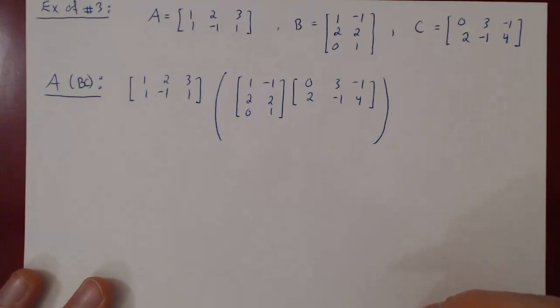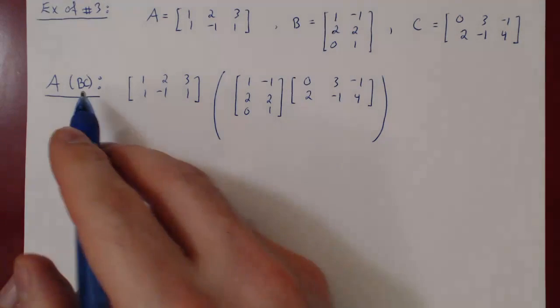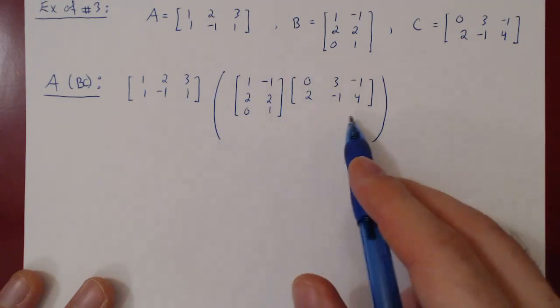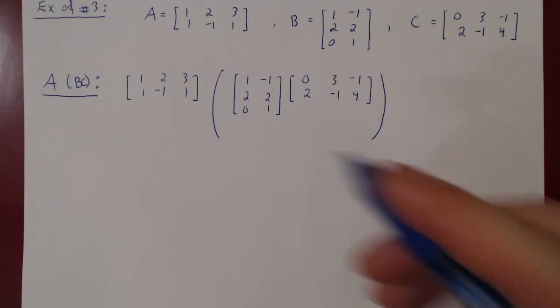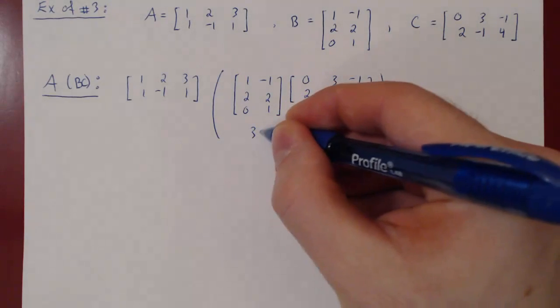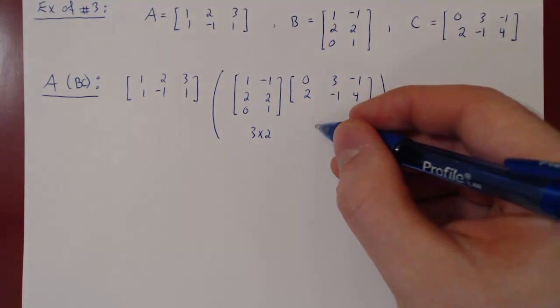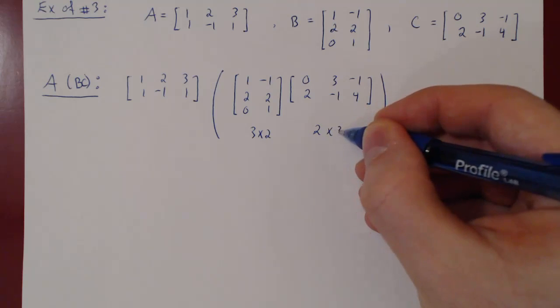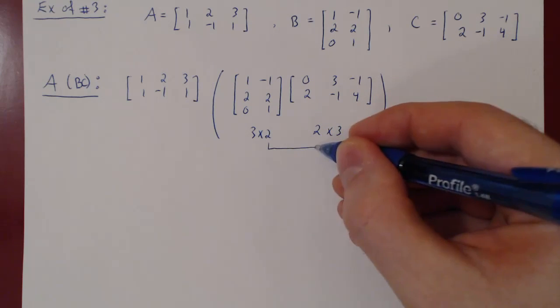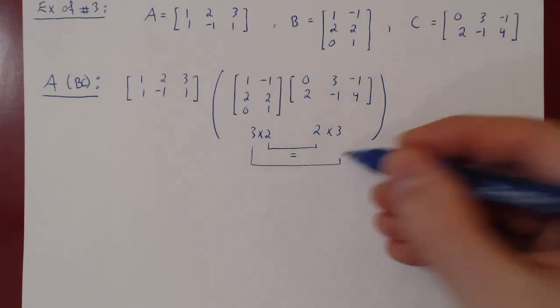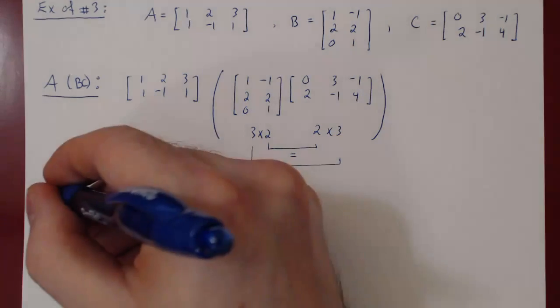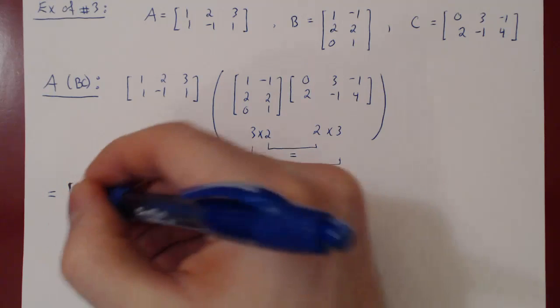So let's compute this. Two multiplications. We first perform B times C. Once we have this matrix, we'll then multiply it on the left by matrix A. Matrix B is a 3 by 2. Matrix C is a 2 by 3. 2 equals 2. The product is defined, and the result would be a 3 by 3 matrix. So A stays there for now.